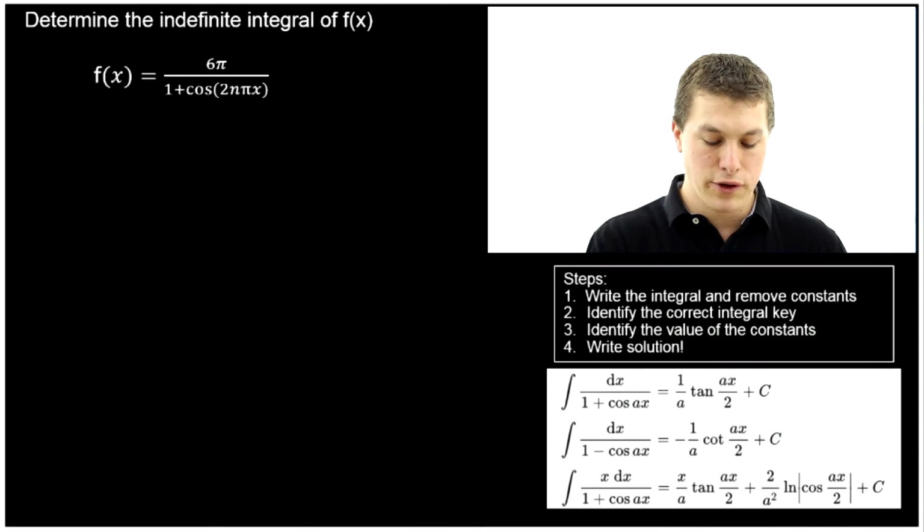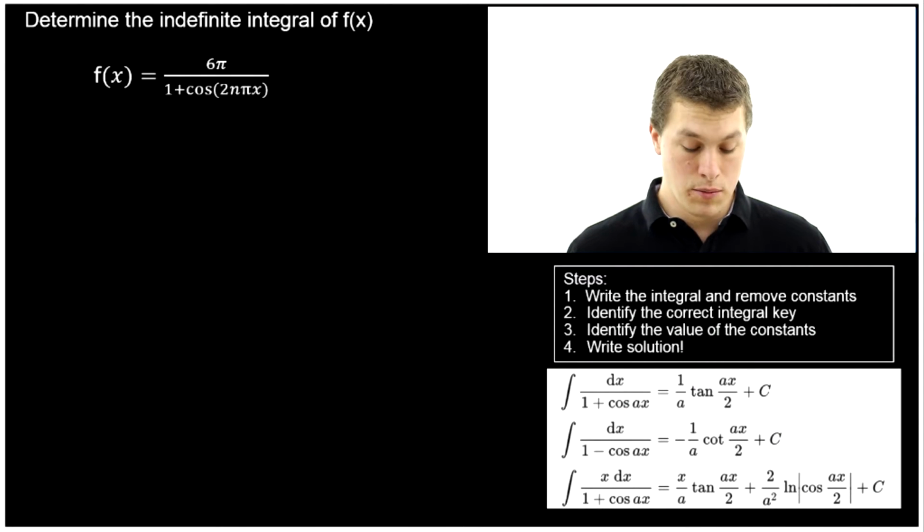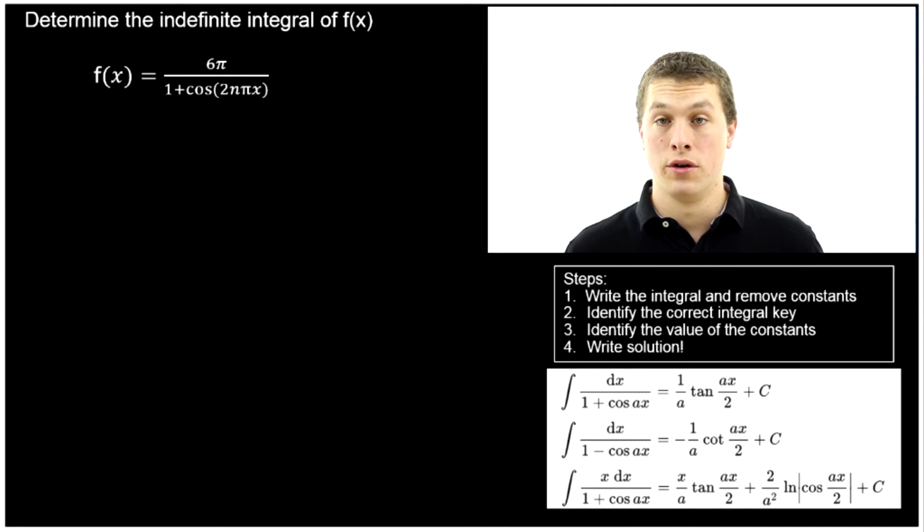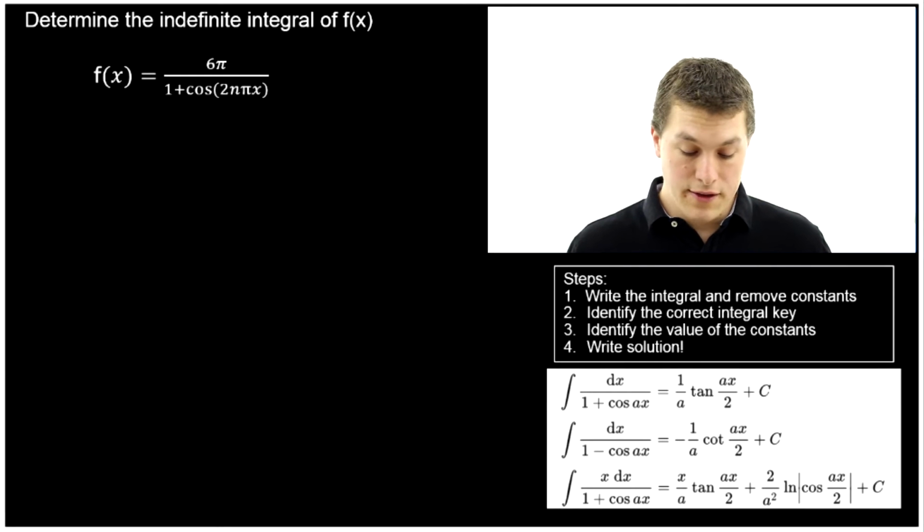Alright, so here I have the function 6 pi over 1 plus cosine 2 n pi x. How am I going to solve that guy? Well, this turns out to be pretty tough to do with methods you might have learned in calculus. So let's go ahead and use an integral key. What are the steps to do that?